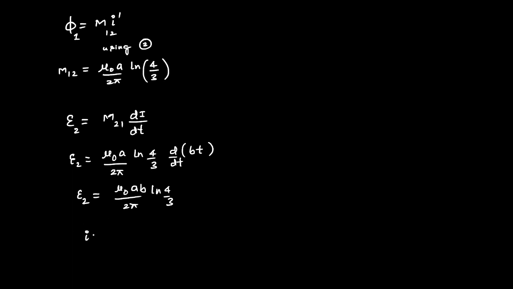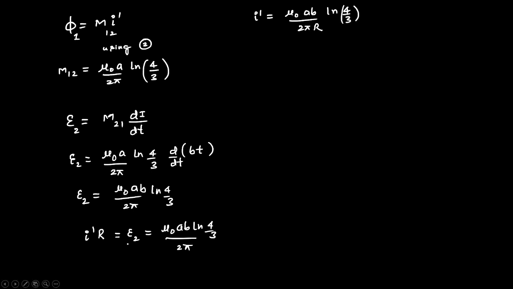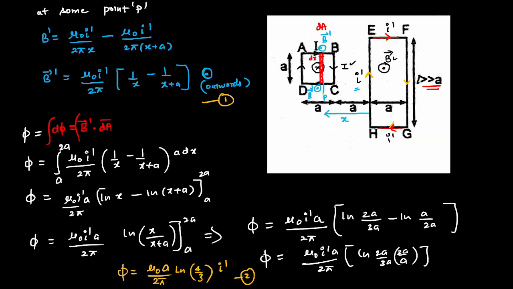Then the current produced in the second coil times the resistance of the second coil gives us the induced EMF in the second coil. That would be equal to mu naught AB times ln of 4 by 3 divided by 2 pi. So basically we got the current in the second coil, which is mu naught AB divided by 2 pi capital R times ln of 4 by 3. Dear students, here they have given the value of the resistance of the second coil, the big coil EFGH, that is capital R.